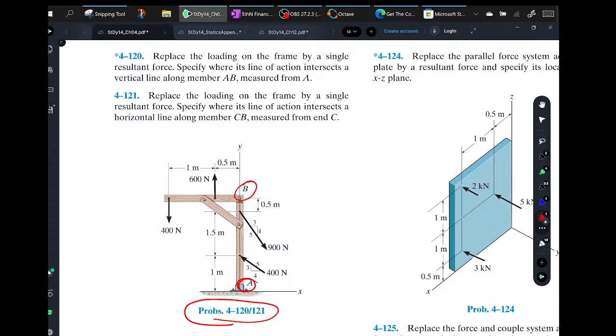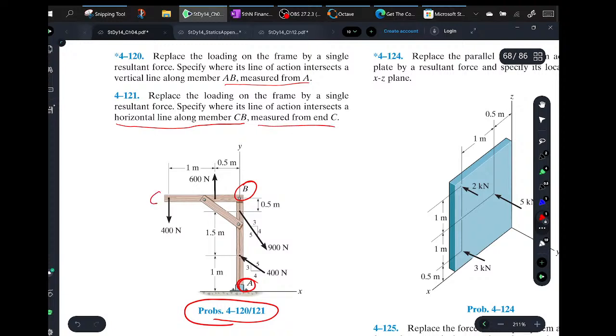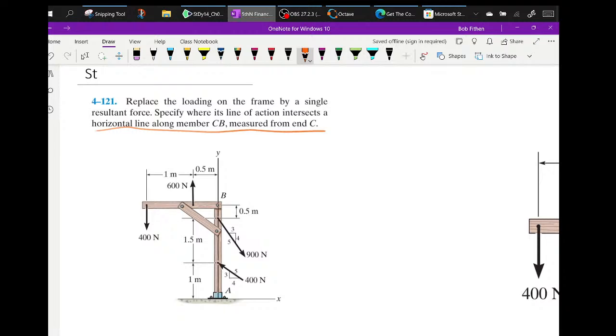Okay, replace the load on the frame with a single resultant. Verify that its line of action intersects the vertical line along AC. Specify where it intersects on a horizontal line, member BC, measured from the end C. So I'm guessing that's C, but he didn't label it. Okay, so we'll take his member here, C.